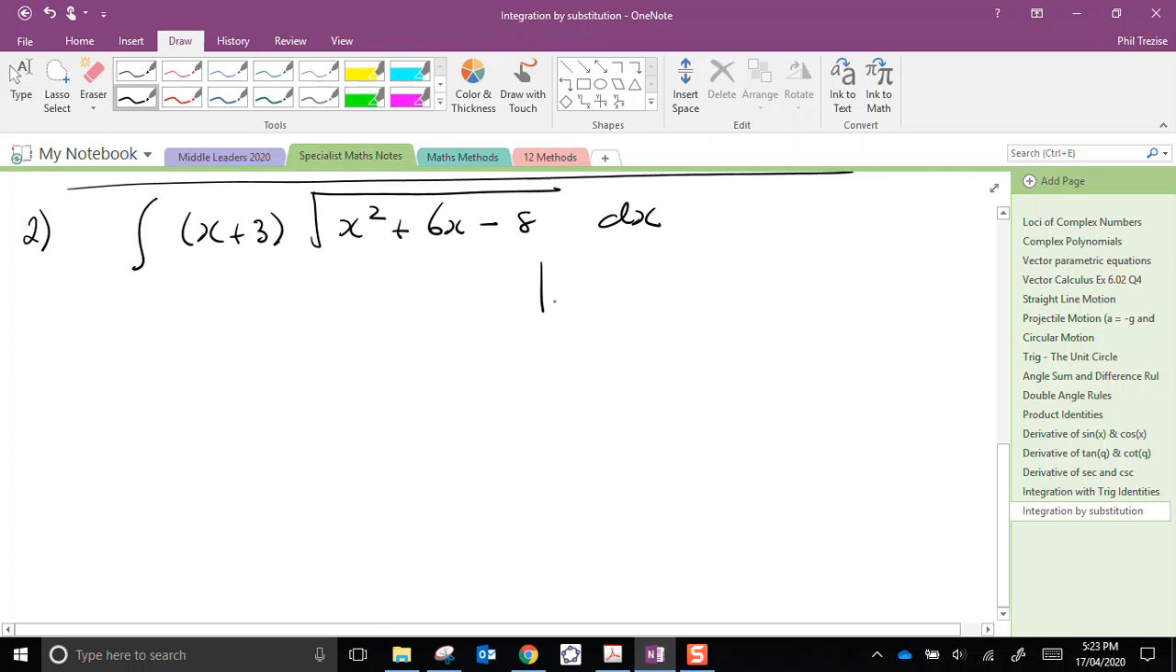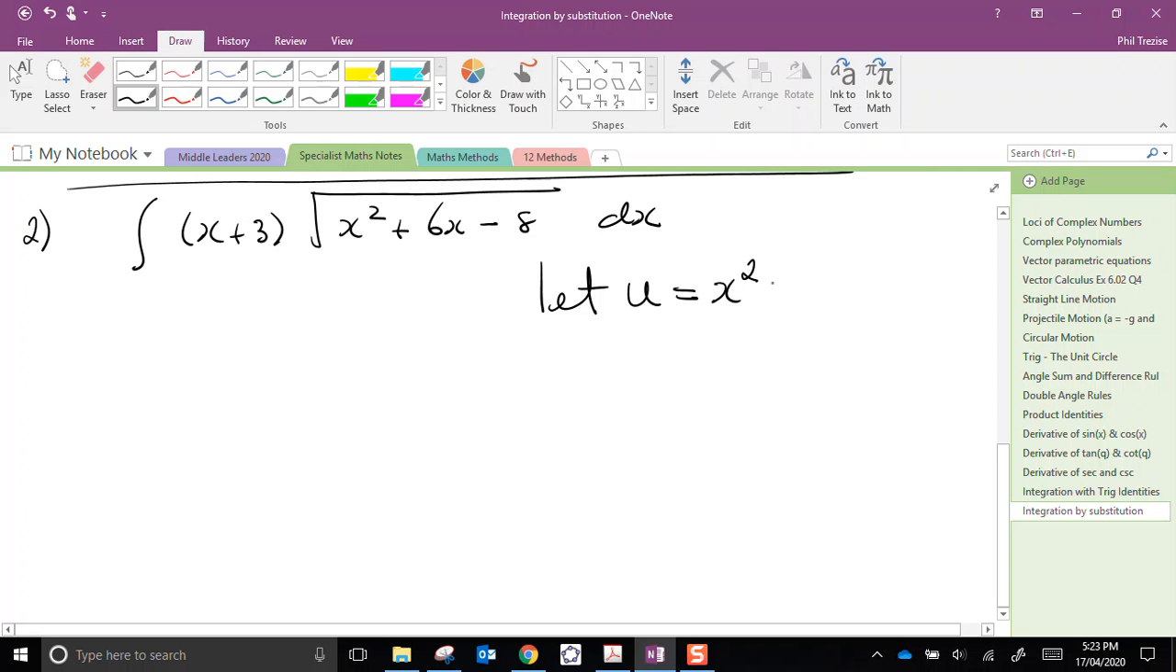And with the thing that we want to choose, something whose derivative appears there. Well, I think I'll choose the quadratic expression here. The derivative of this would be 2x plus 6, which is a multiple of this other term we have at the front here. So let's see how we go with that.